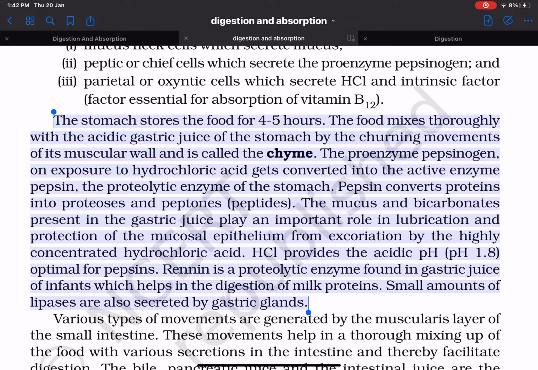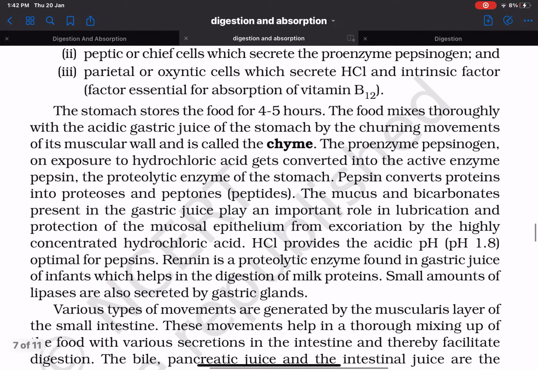The mucus and bicarbonates present in the gastric juice play an important role in lubrication and protection of the mucosal epithelium from excoriation by the highly concentrated hydrochloric acid. HCl provides the acidic pH 1.8, optimal for pepsins. Renin is a proteolytic enzyme found in gastric juice of infants which helps in the digestion of milk proteins. Small amounts of lipases are also secreted by gastric glands.